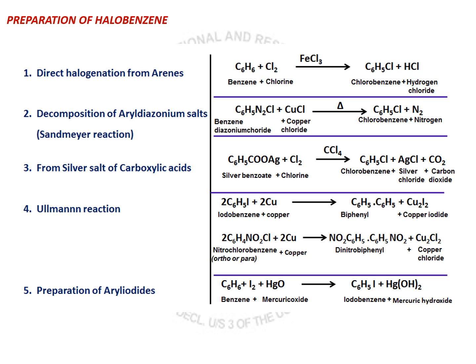The third reaction here is silver benzoate, that is C6H5COOAg, with chlorine in presence of CCl4, that is carbon tetrachloride, gives chlorobenzene, and the byproducts are silver chloride and carbon dioxide. The fourth reaction is Ullmann reaction, where we can prepare biphenyls or substituted biphenyls. The fifth reaction pertains to the preparation of aryl iodide, where benzene can be iodized using mercuric oxide and iodine to give iodobenzene and mercuric hydroxide.